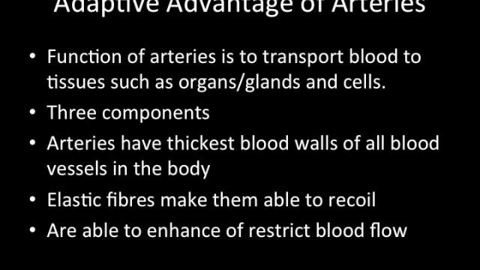Finally, perhaps the most important adaptive advantage of blood pressure regulation in the wildebeest is the adaptations of the arteries. The function of the arteries is to transport blood to tissues such as organs, glands, and cells. The artery has three components: the tunica intima, the tunica media, and the tunica externa. The tunica intima is made from endothelium, which sits on a thin layer of elastic fibers. The middle layer, called the tunica media, is made of smooth muscle and elastic fibers.